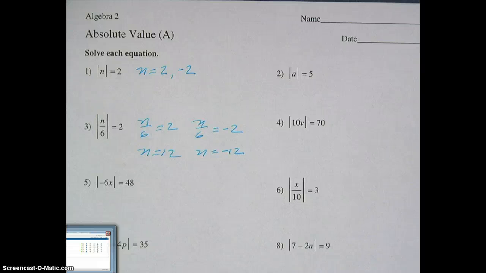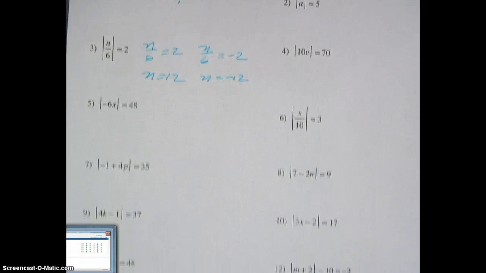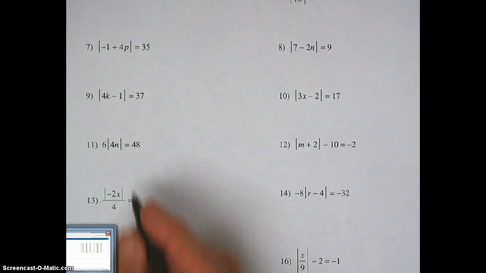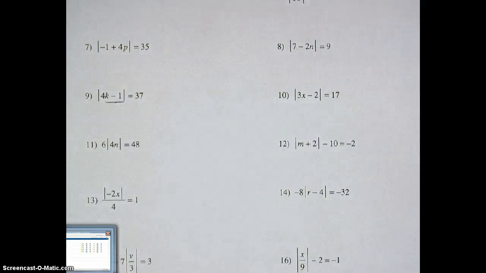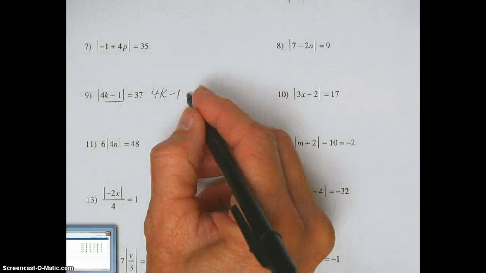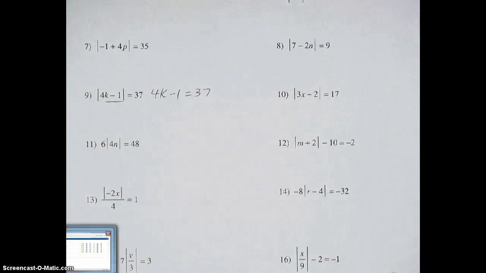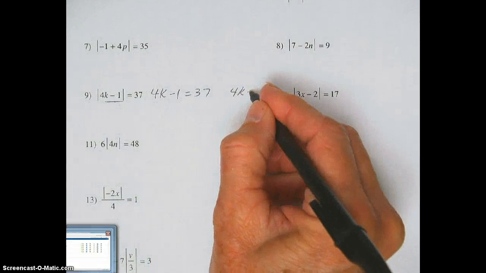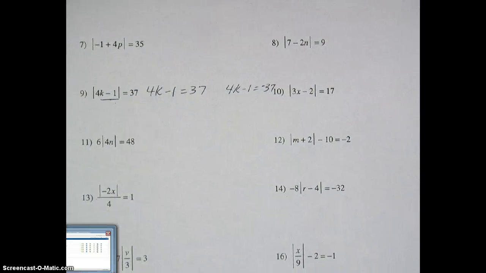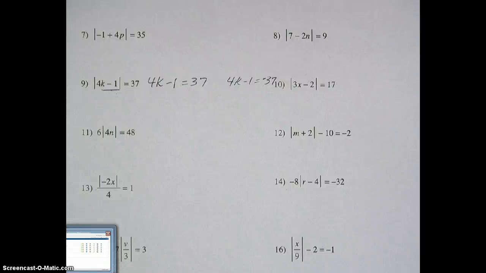So you can kind of see from the worksheet that they get harder and harder as we go. I'm going to skip a couple and go down to maybe number 9, where it looks a little different. But again, just keep the whole idea about absolute value. So whatever's inside of the absolute value sign can be a positive 37, or whatever's inside the absolute value can be a negative 37. So sometimes we'll have to do one or two steps on that.